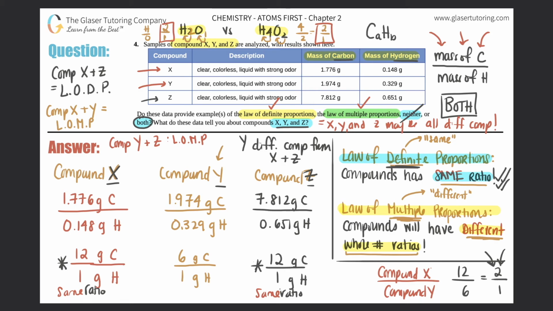We know that Y is a different compound because the ratio is different, but we also can't specifically say that X and Z are the same just because they have the same ratio. That does not mean that they have the same compounds. All right? So that's all your answers. This data is both law of definite proportions and law of multiple proportions, and the data just tells us that they could all be all different compounds.